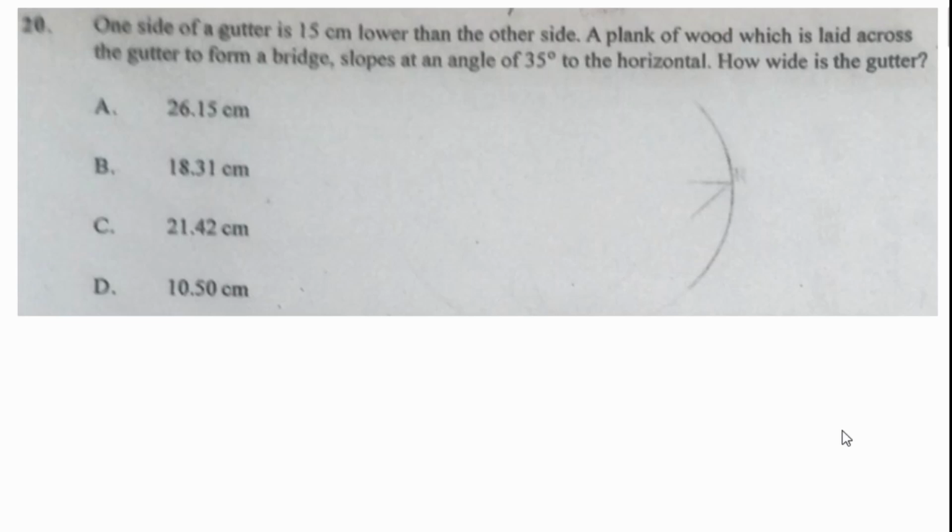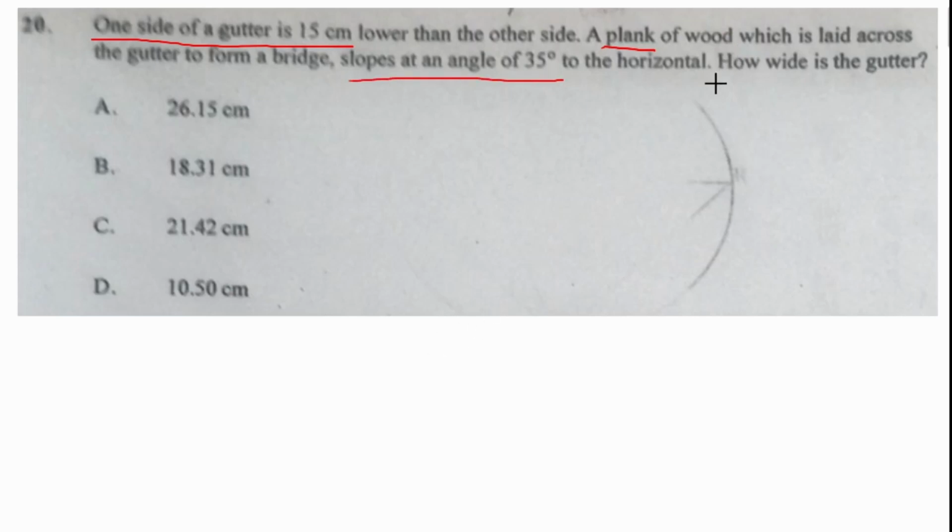Let's identify the key facts from this question. That's the fact that one side of a gutter is 15 centimeters lower than the other side. A plank of wood which is laid across the gutter to form a bridge slopes, so the plank slopes at an angle of 35 degrees to the horizontal.